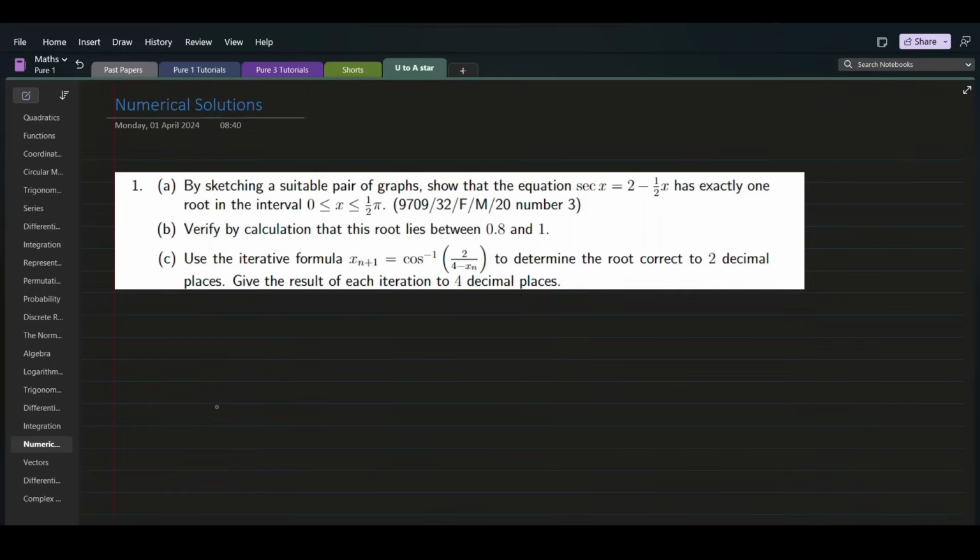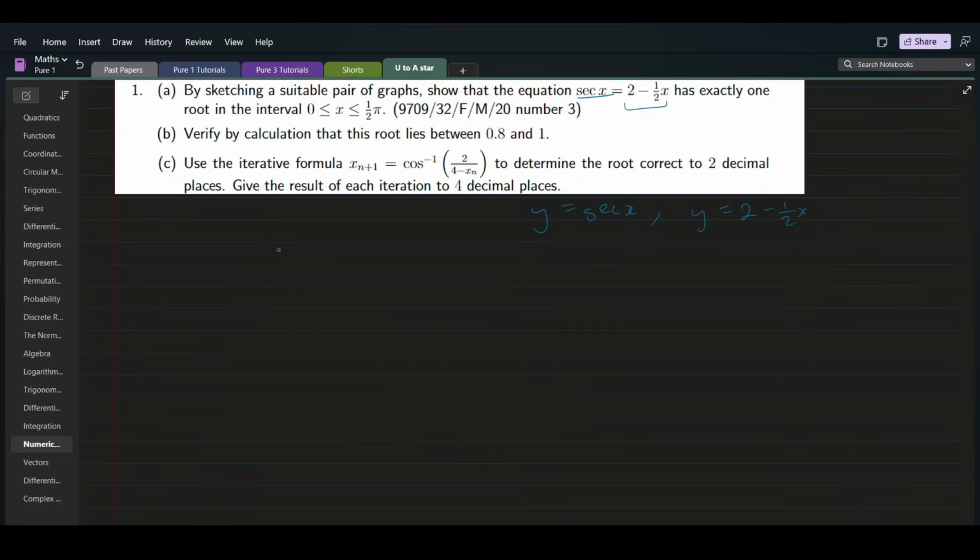Welcome to the numerical solutions video. Let's get straight into it. Part A. By sketching a suitable pair of graphs, show that the equation sec x is equal to 2 minus half x has exactly one root in the interval x is between 0 and half pi. Okay, so that would mean we have to sketch the graph of y equals sec x, and then the graph of y equals 2 minus half x.